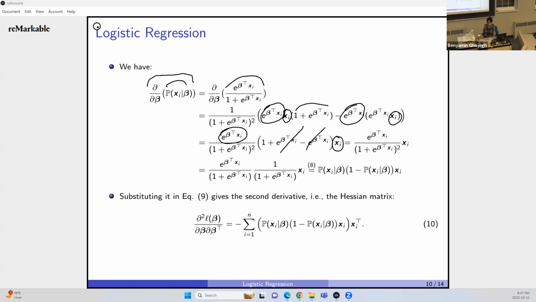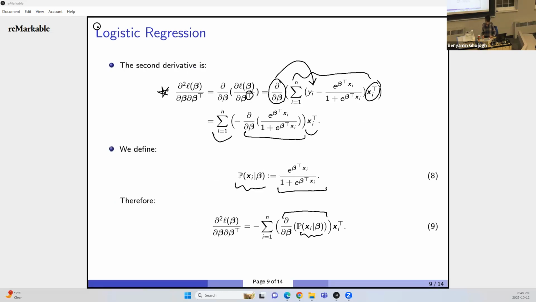Interestingly, these two cancel each other. I will get this. I can rewrite it as a multiplication of these three terms, right? Interestingly, the first term is the probability of xi given beta. The second term is 1 minus the probability of xi given beta. And the last term is xi, right? As a result, this derivative became a multiplication of these three things. I put them back in equation 9. I will get equation 10.